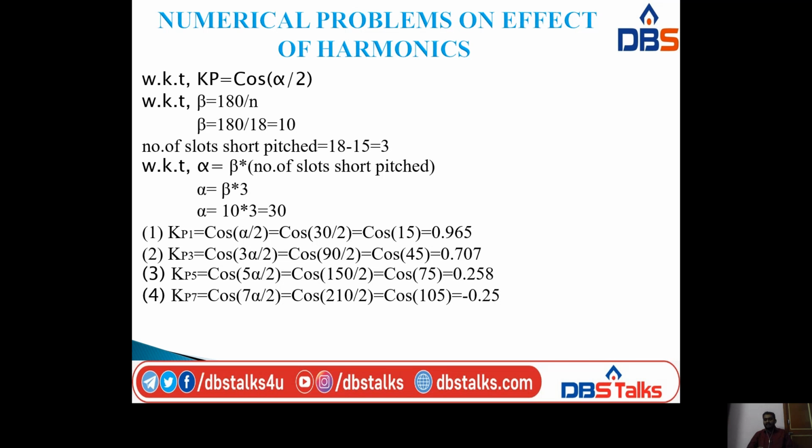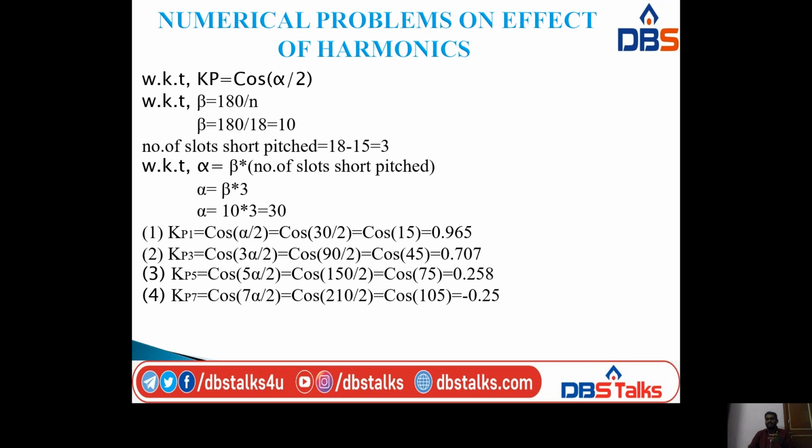So that's why we will have 15, and the number of slots short pitched is 18 minus 15, that is equal to 3. Here 18 is the number of slots per pole, minus 15 is the number of slots short pitched. For the given problem, the coil lies between slots 1 and 16. From that I am taking 16 minus 1, we will have 15. So here the number of slots short pitched is equal to 18 minus 15, that is equal to 3.